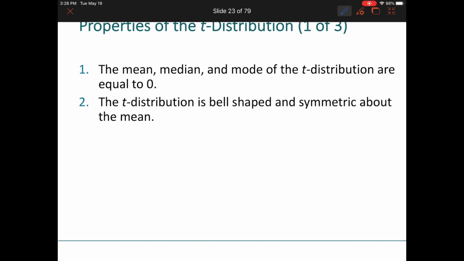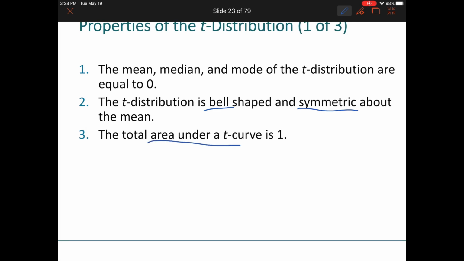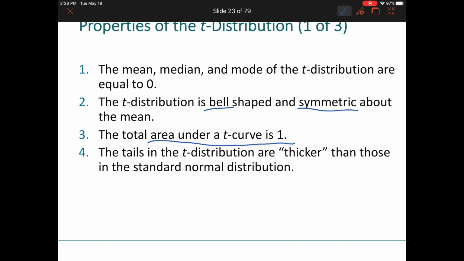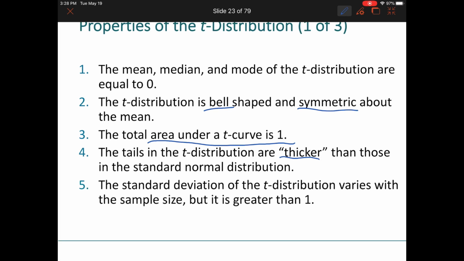So here's some properties, very similar to the z. Mean, median, mode are supposed to equal 0. We don't pay that much attention to that. Still bell-shaped, still symmetric, a little bit flatter, a little bit wider. Still the total area, the total probability is 1. The tails are thicker. Whereas z rarely goes beyond like 3.5 in either direction, t can go to 4 or 5 a lot of the time.